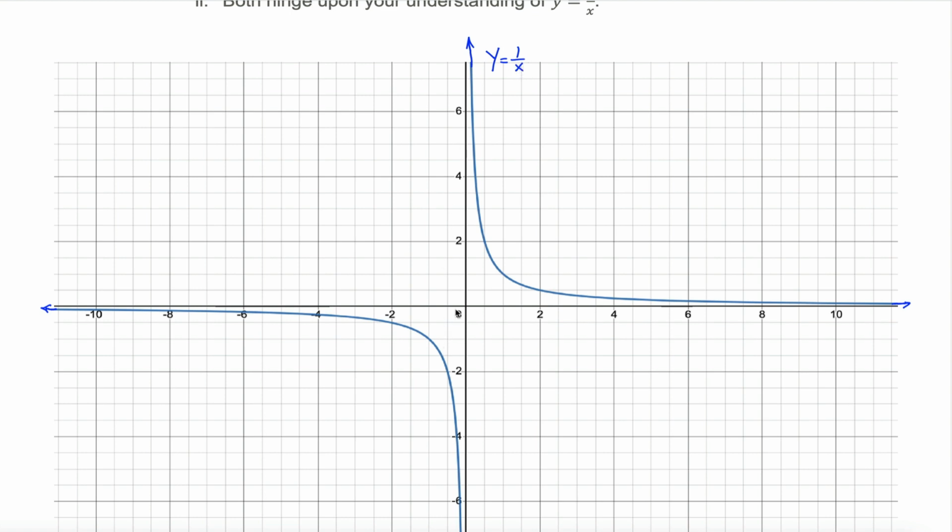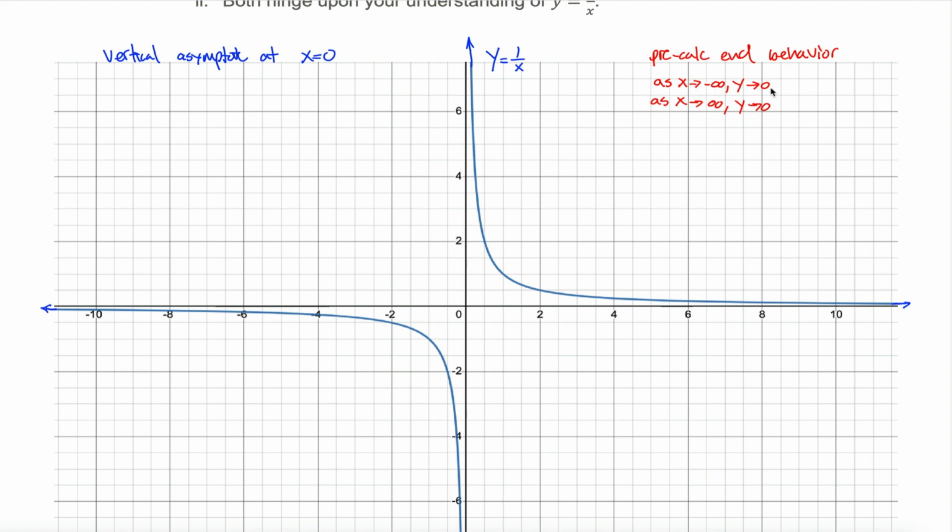This graph has a vertical asymptote at x equals 0, and if you had to describe its end behavior, in other words, the behavior of the graph when the x-coordinate gets really, really large or really, really large negative, in a pre-calculus class you may have said something like, as x tends towards negative infinity, y tends towards 0, and as x tends towards positive infinity, y tends towards 0.